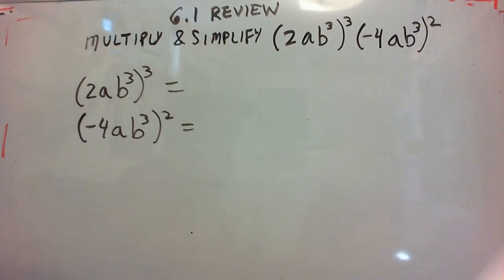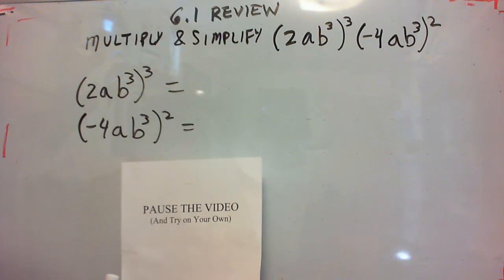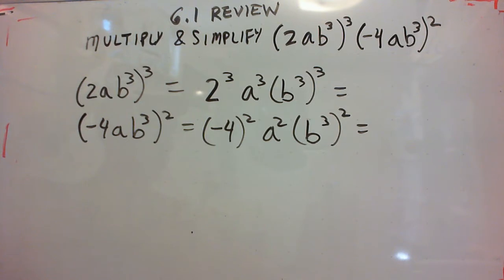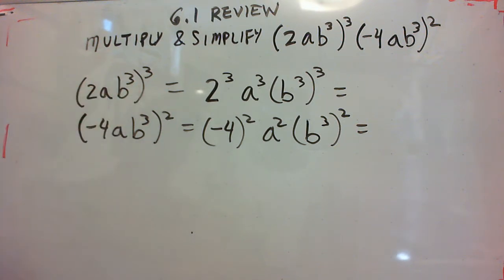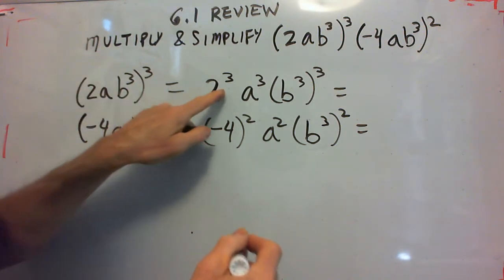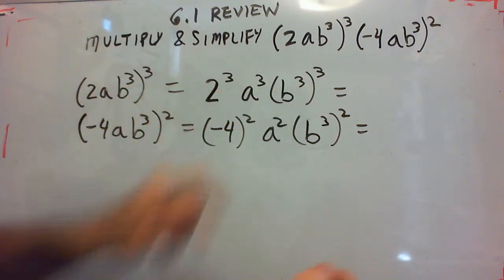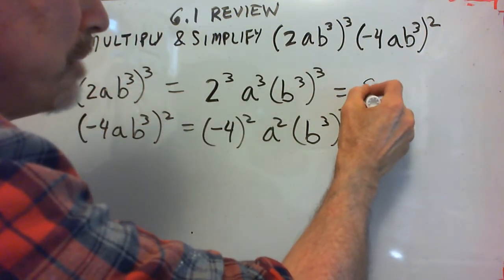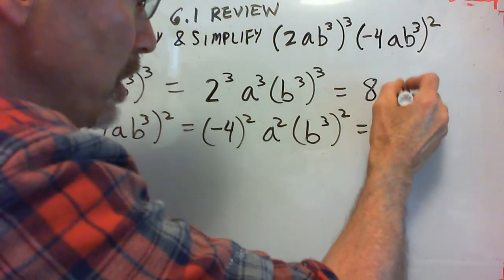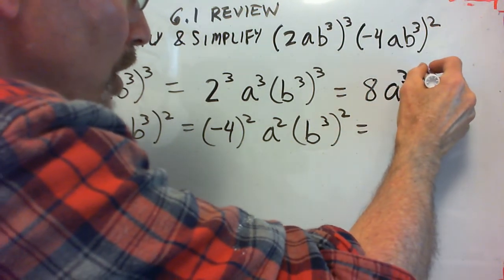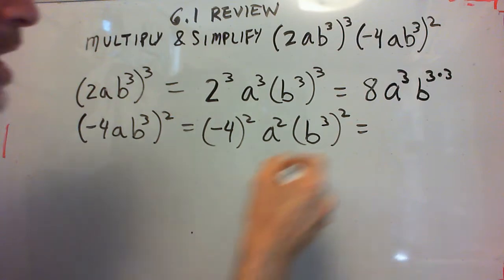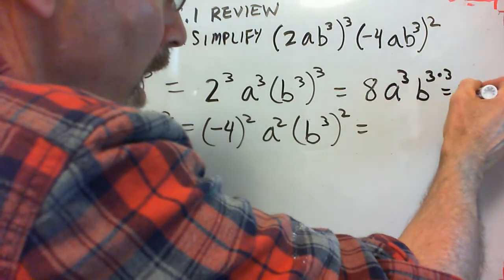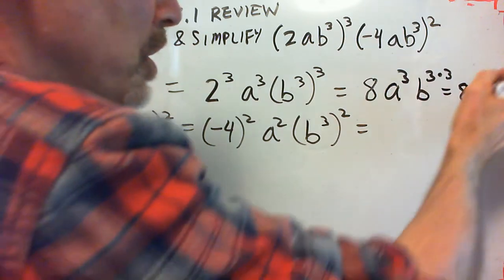So see if you can find those 2 results on your own, pause the video, then we'll multiply them together. So the first quantity, 2ab cubed to the third, we take 2 to the third, a to the third, and then b cubed to the third. 2 to the third is 2 times 2 times 2, 8. Then we have a to the third, and then b to the 3 times 3. We multiply exponents. So that's 8a squared b to the 9th.